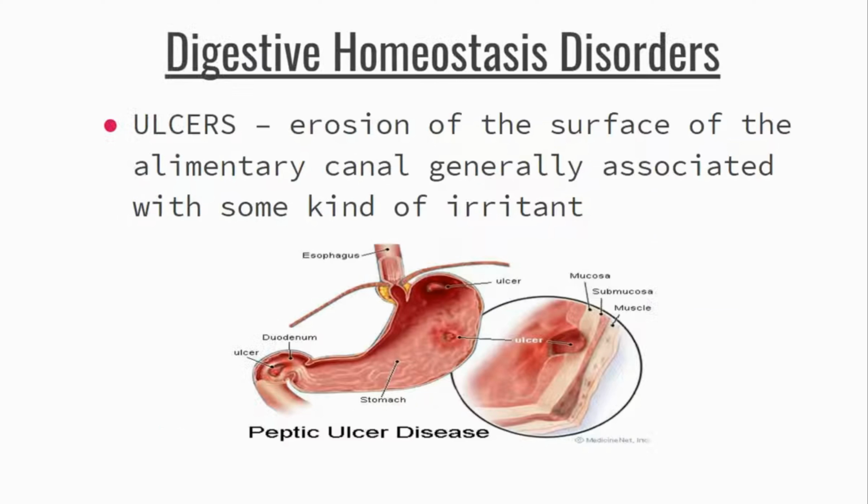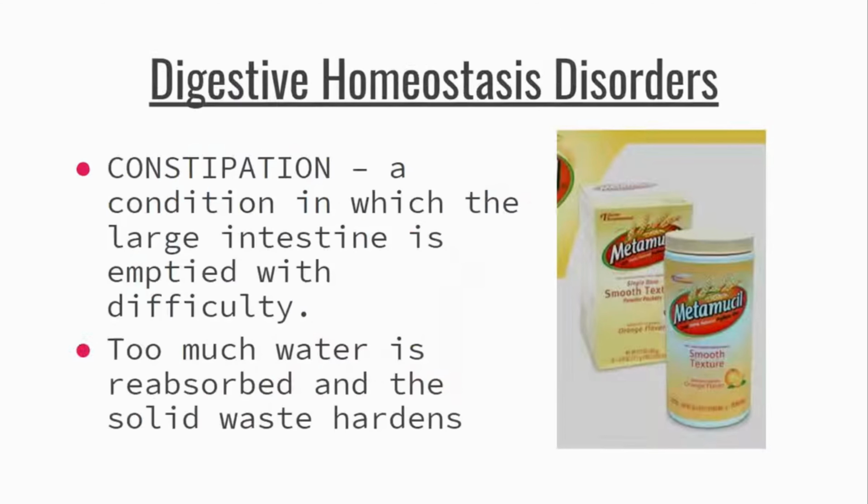Let's look at digestive homeostasis disorders. Number 1 is ulcers. Ulcers, this is erosion of the surface of the alimentary canal, generally associated with some kind of irritant. We have constipation, a condition in which the large intestine is emptied with difficulty. Too much water is reabsorbed and the solid waste hardens.